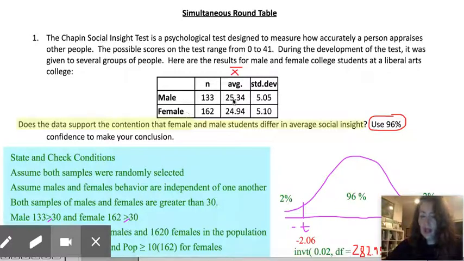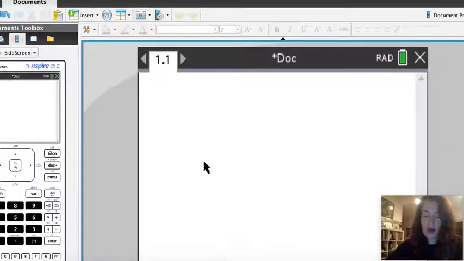Since the male have a bit of a higher average, I would enter the male sample first, because remember, we're going to be looking at the difference of the two. So you want to use the larger number first. That way, when you take the difference, you'll have a positive result. But if you do it the other way around, that's fine too. You just need to interpret it a little bit differently. So let's go ahead and enter that data into our calculator.